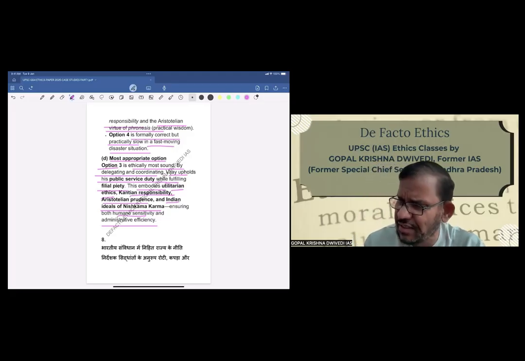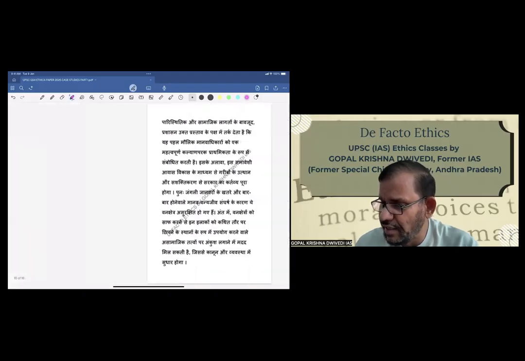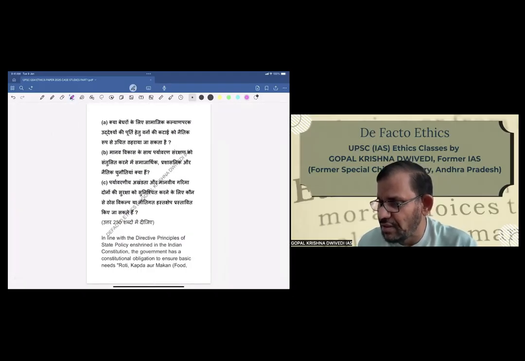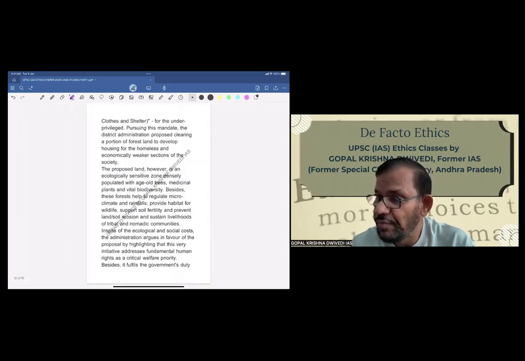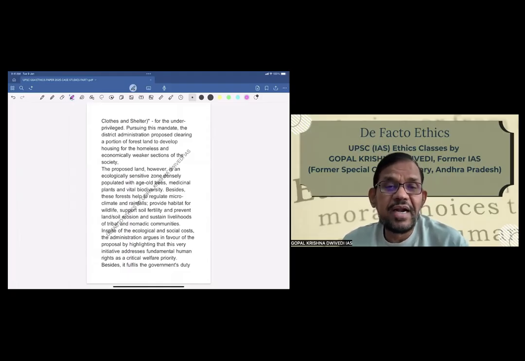So now this completes our first case study of this year. Now we'll go to the second case study. Again, I'm not reading the Hindi version; I will go directly to the English version. In line with the directive principles of state policy enshrined in the Indian Constitution, the government has a constitutional obligation to ensure basic needs, roti, kapda aur makan, that is food, clothing and shelter, for the underprivileged. Pursuing this mandate, the district administration proposed clearing a portion of forest land to develop housing for the homeless and economically weaker sections of society.